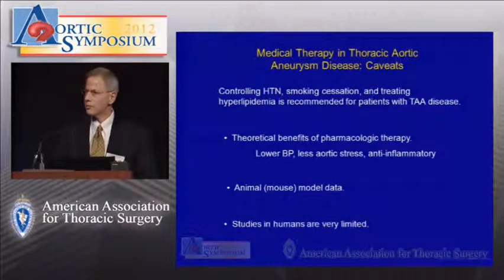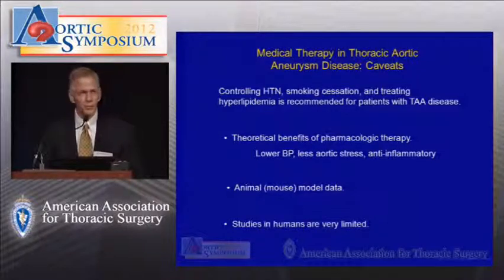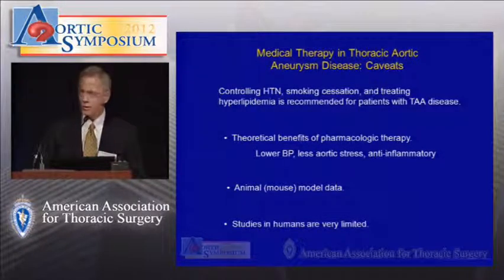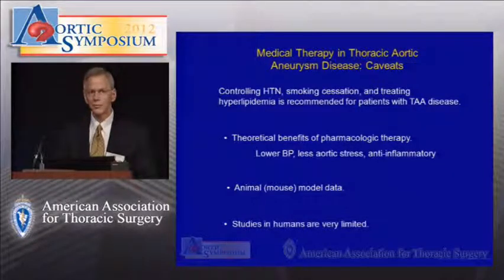In all patients with thoracic aortic aneurysm disease, controlling hypertension, smoking cessation, and treating hyperlipidemia is recommended. There are theoretical benefits to the pharmacological therapy based on lowering aortic stress and potentially anti-inflammatory properties, but there's really very little data in humans on the medical therapy of thoracic aortic aneurysm disease. Much of the information comes from mouse models or mechanical models.